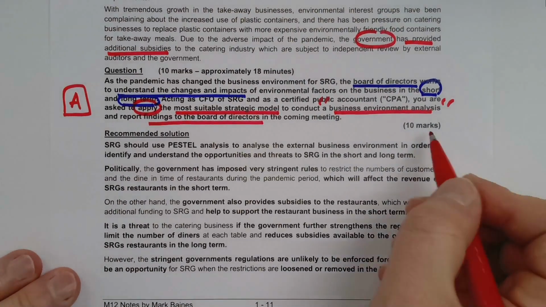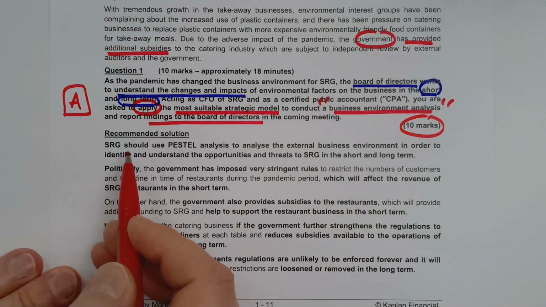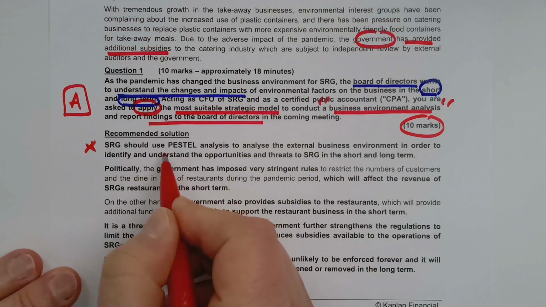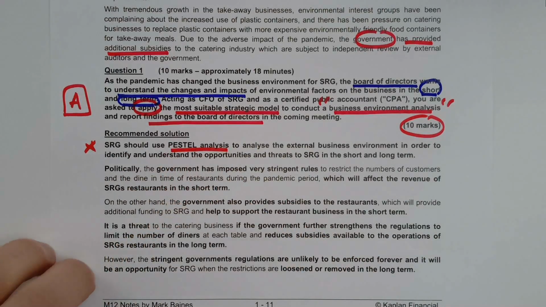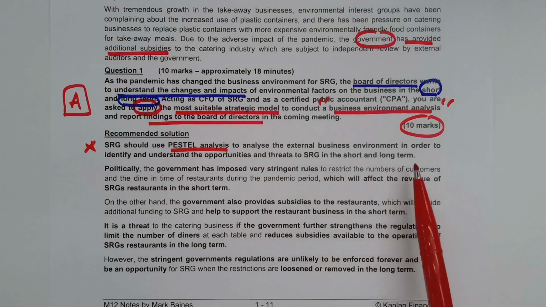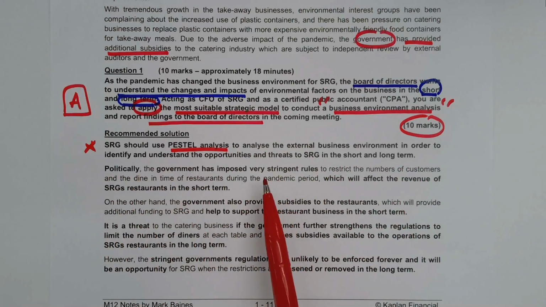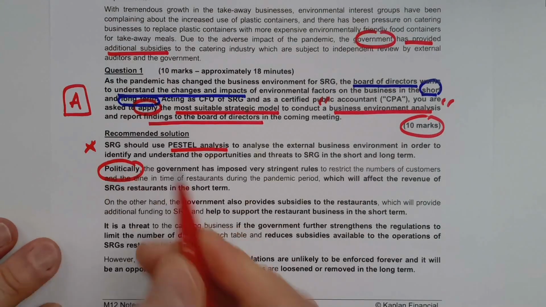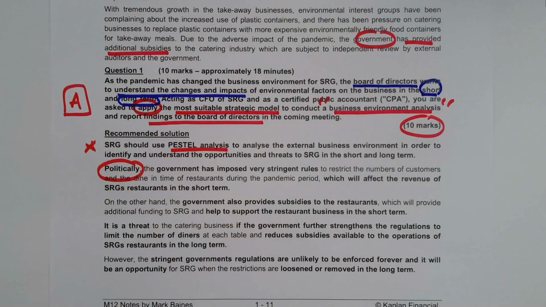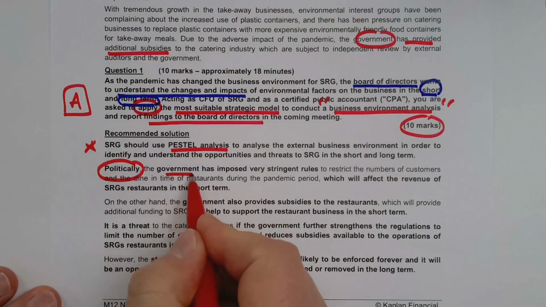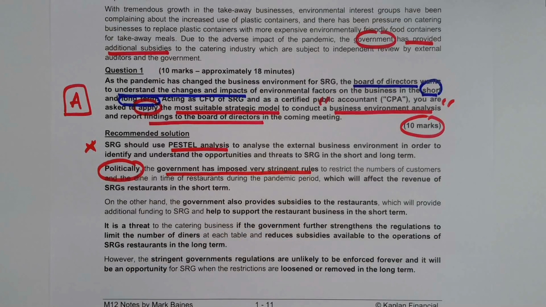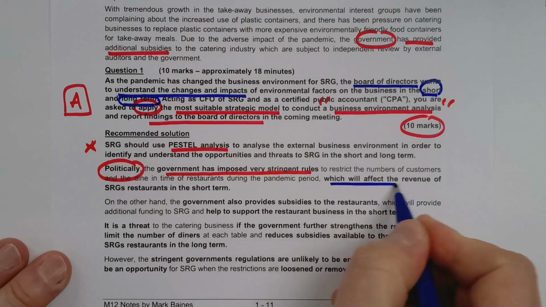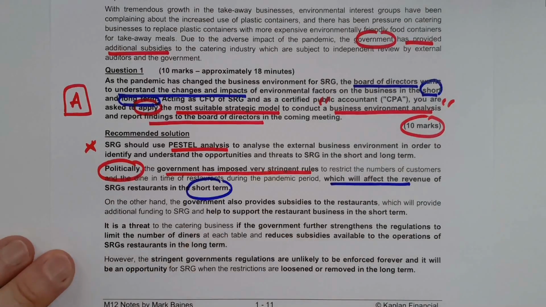So what I'm going to do here for 10 marks, let's first of all mention here that SRG should use the PESTEL analysis to analyse the external business environment to help them understand and identify the opportunities and the threats in the short and long term. And then I'm going through each of these areas using the arguments that we talked about earlier on. So look, the government has imposed stringent rules, restricting customers' dine-in times. This will affect the revenue of SRG restaurants in the short term.